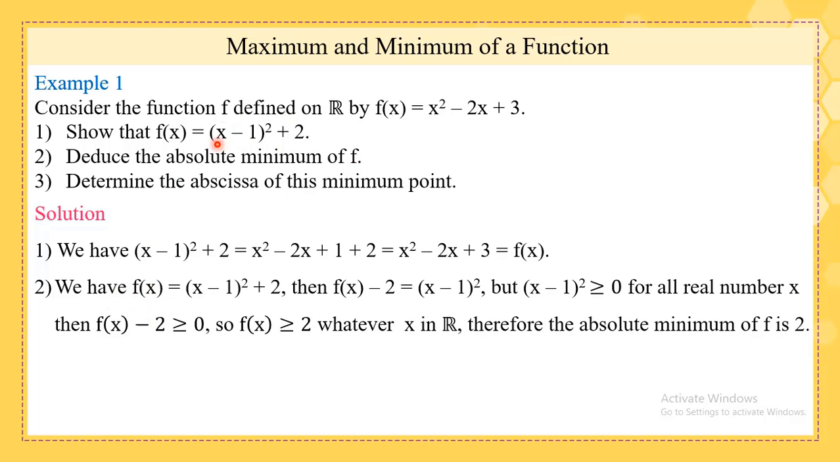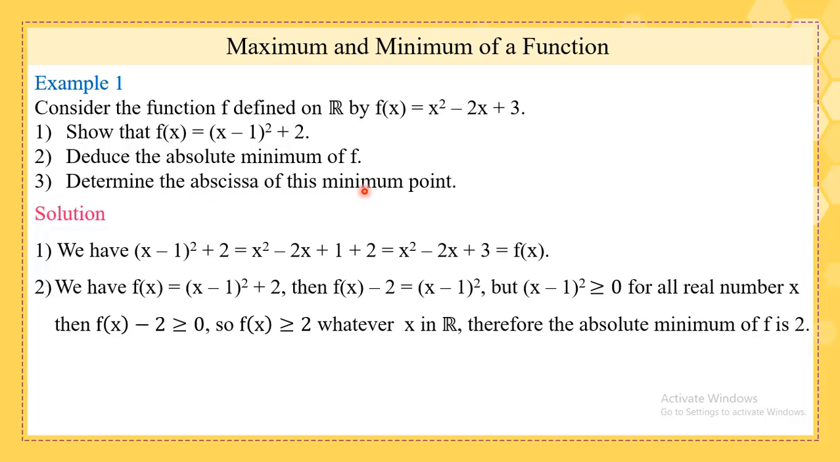We use the second form of f and we move 2 to the other side. Why? Because I can determine the sign of (x minus 1) squared. It's always greater than or equal to 0. So f of x minus 2 is always greater than or equal to 0. F of x is greater than or equal to 2. Once I determine that f of x is greater than or equal to a constant number, I can therefore determine the absolute minimum of f, which is 2. Since whatever the value of x, f of x is going to be greater than or equal to 2. So 2 is the minimum value of f.